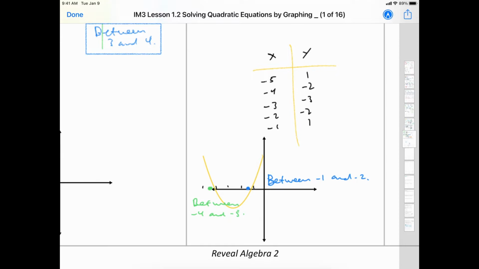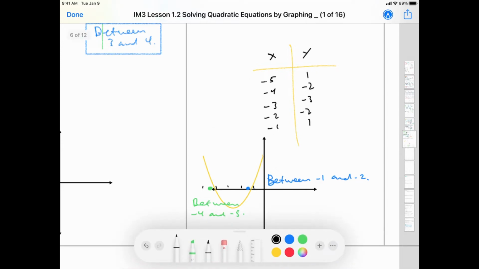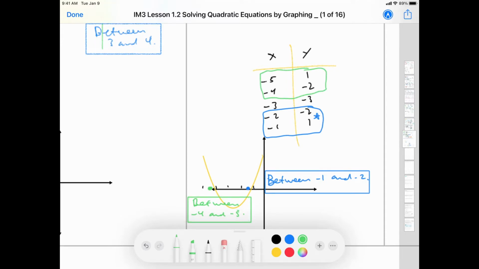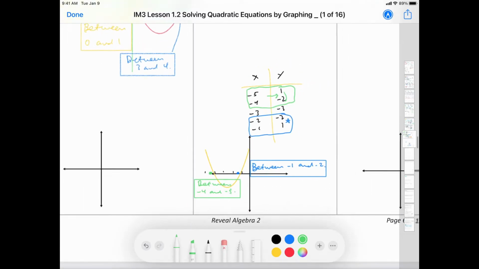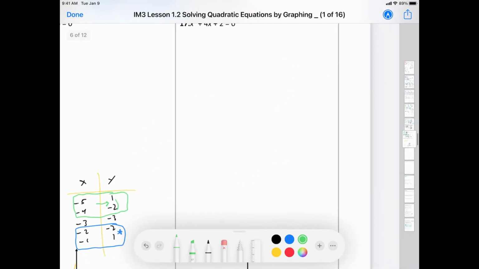Okay, so hopefully you can see that between 1 and -2 is right here. Do you see how these values here are switching from positive to negative? Which means that what? 0 is between them. Same thing over here. Between -4 and -5. You can see between right there, positive or negative, so 0 is between them. Does that make sense? All right, let's try number 17.